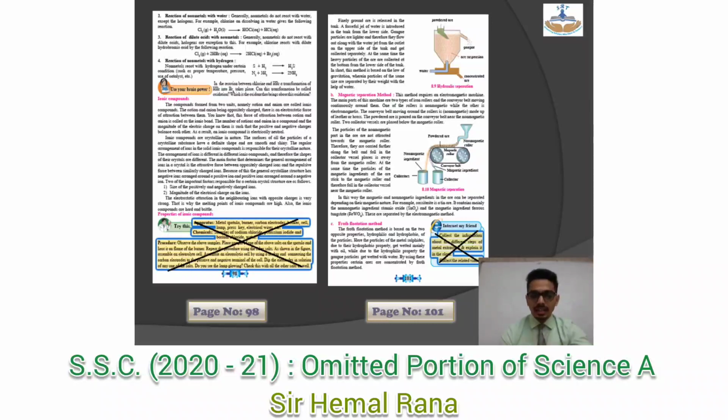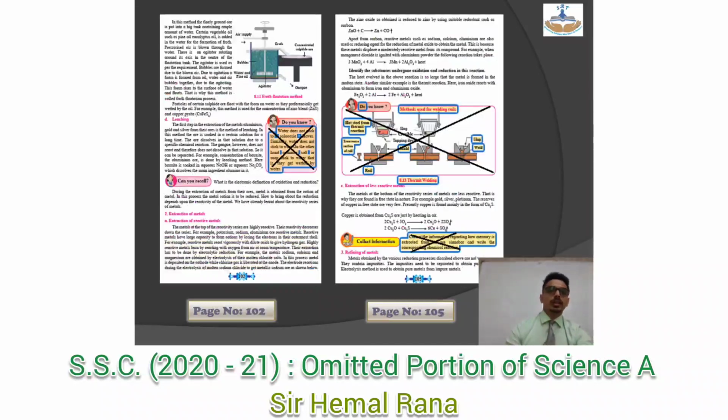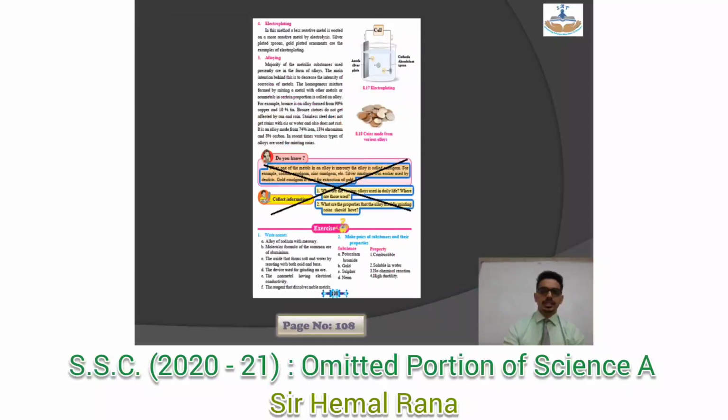And on page 101, from 98, now we are coming to page 101. We do not have internet, my friend. That has been omitted. Come to page 102, we do not have do you know. So this part has been removed for you. Then on page 105, we do not have the entire block of thermit welding. This part has been removed for you. Along with that, we do not have collect information. Even this part has been omitted. Rest everything remains the same.